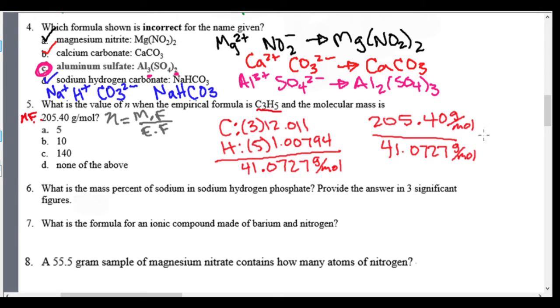You can do a quick check on this too. If N was 10, you would multiply this by 10 and you should get that mass. Well, if you multiply this right here by 10, you get 410.727 grams per mole. That's way too high. So that would leave you with these two choices right here. That's another way to double, triple check yourself if you'd like to do that.